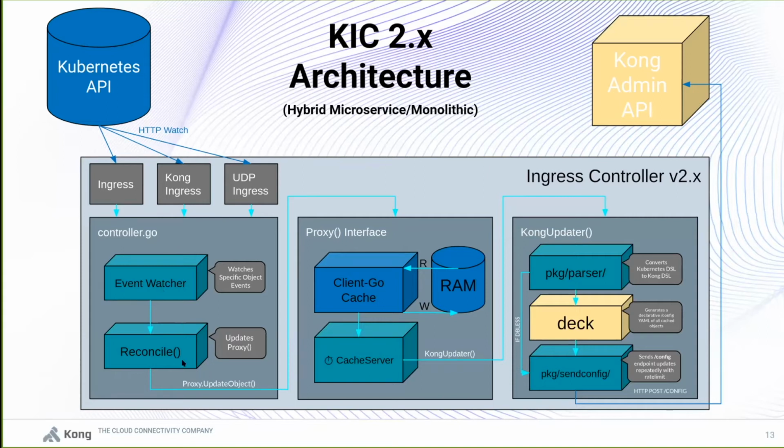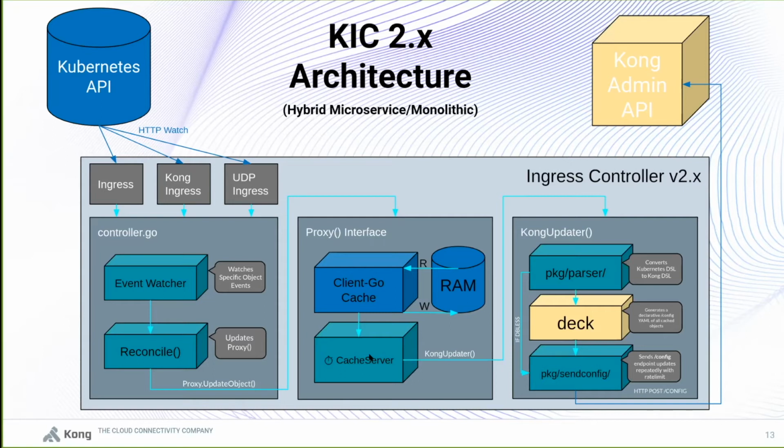So we watch, we reconcile. For the most part, that's just validating and figuring out this is an item that needs to be configured in Kong. And then we pass it off to this new interface, the proxy update, or rather the update object method on the proxy interface. The proxy interface is a wraparound cache server, which still uses the client-go cache, but has a different timing mechanism with more tunables.